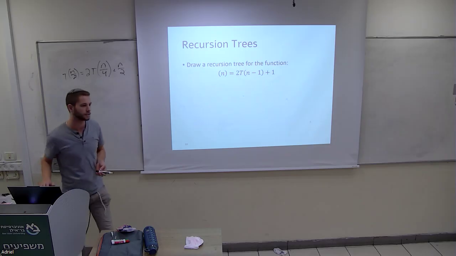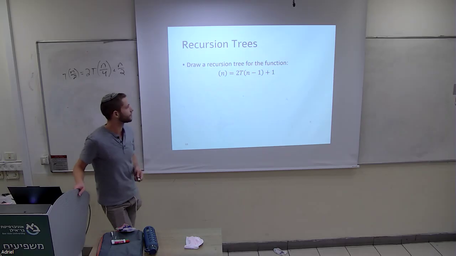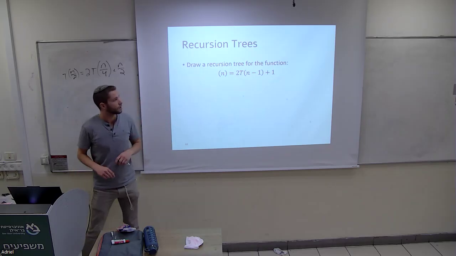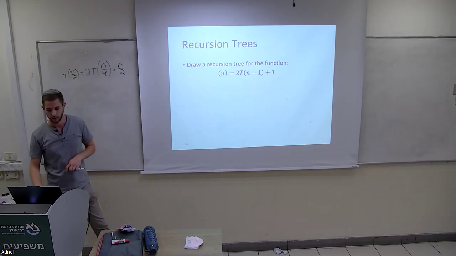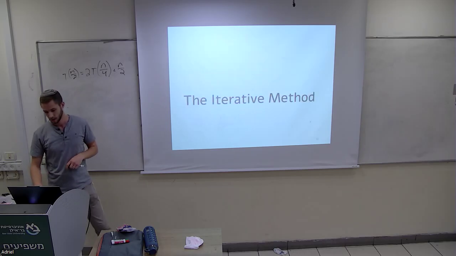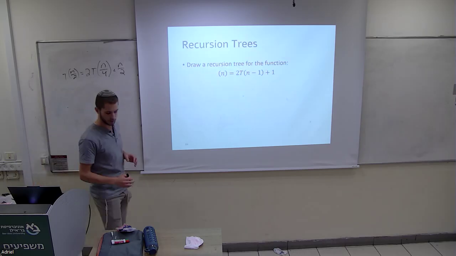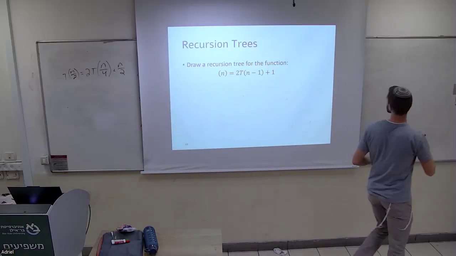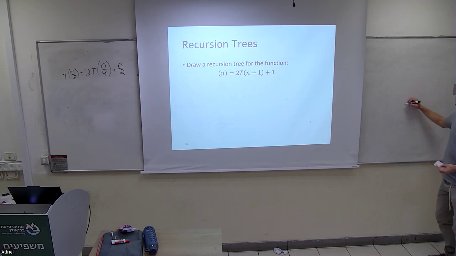Another one. Okay, this one's easy though. Draw a recursion tree for the function T(n) equals 2 times T(n minus 1) plus 1. So this is a little bit of an easier one. How would we do this? It has a height of n, and you just split it into 2 each time.